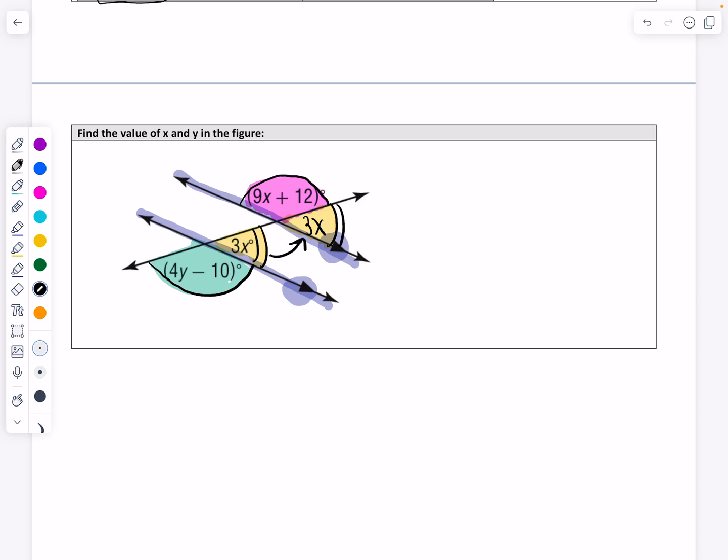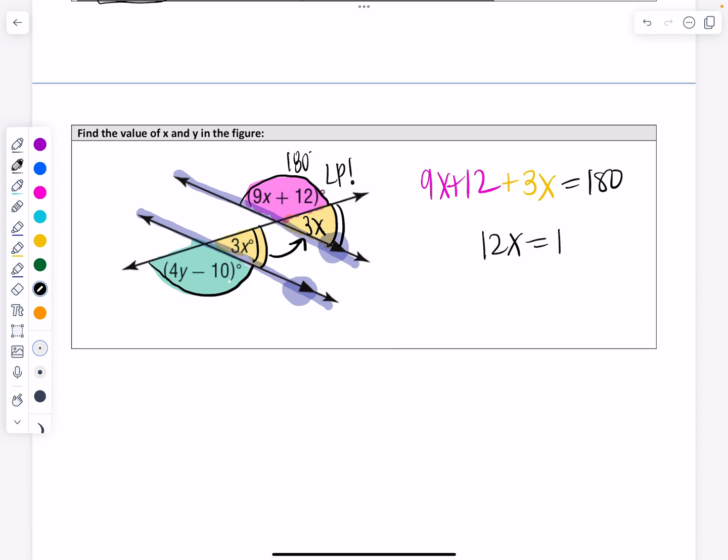Well, what do I know about those two? 9x plus 12 and 3x. Well, one is big and one is small. So what should they add up to? Those make a linear pair, which means that they add up to 180 degrees. So those should add up to 180. And so we have 12x equals 168. And so what I'm going to do is use the division property, and I'm going to do 168 divided by 12. That gives me 14 for x.